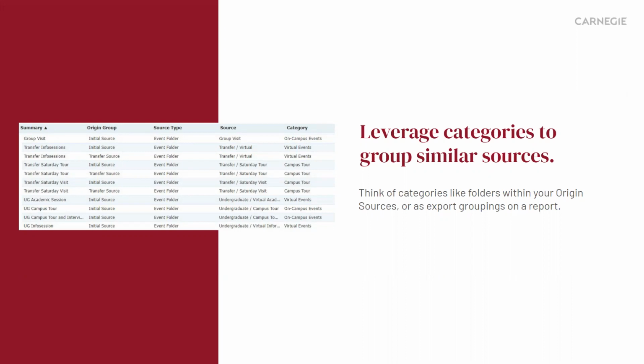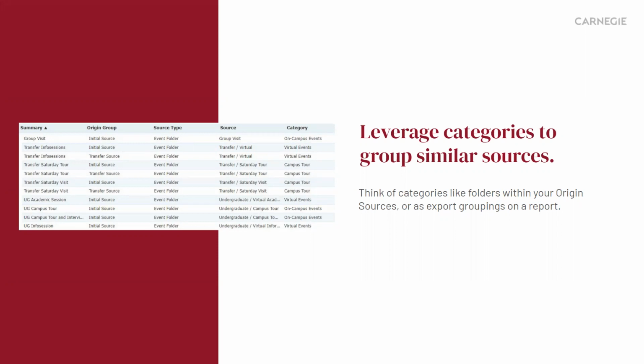But within each origin source, you have a category. Think of categories like folders or buckets within your origin source set, or maybe as export groupings on a report. How do you want to clump these different ones together? So you can see in my sample screenshot here, I have a whole bunch of origin source summaries, transfer tours, visits that all fall into the category of campus tour.